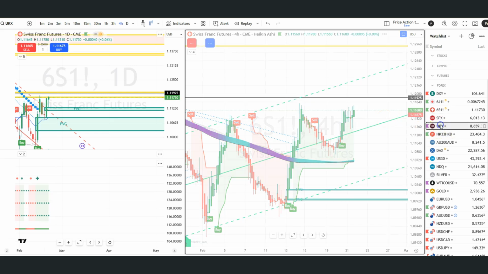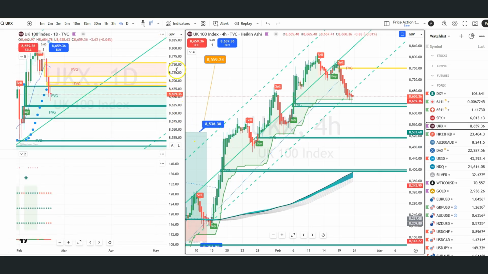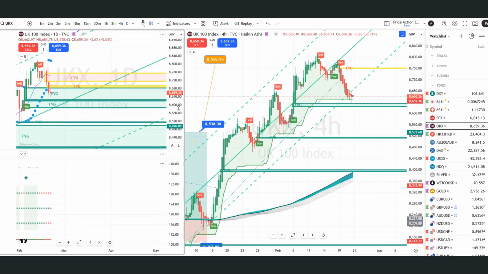Let's look at the indices. The indices are very interesting.